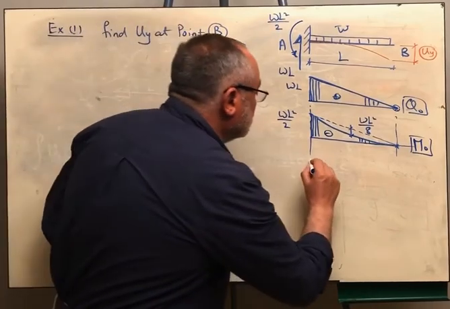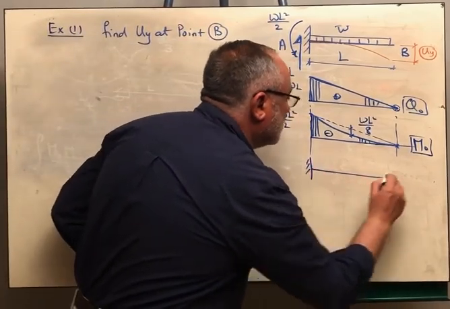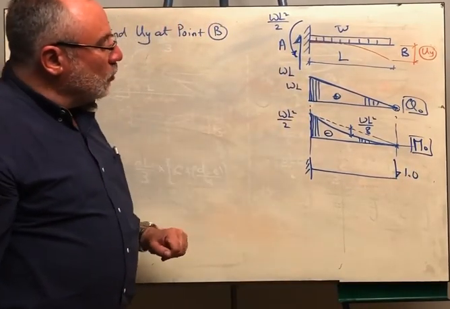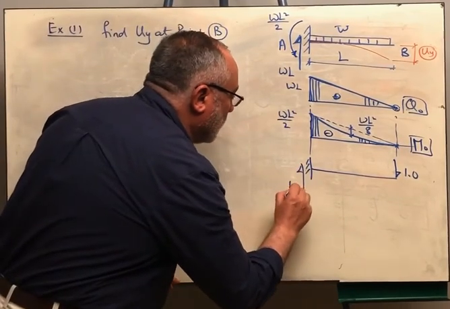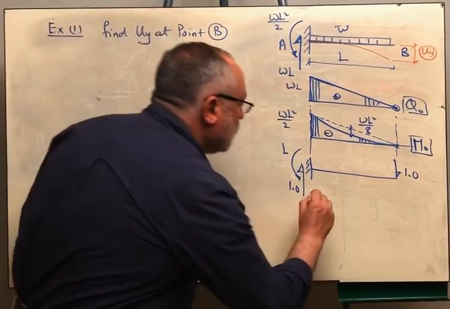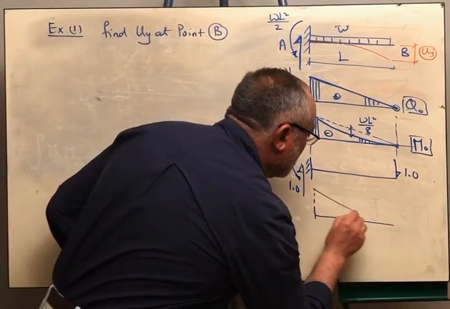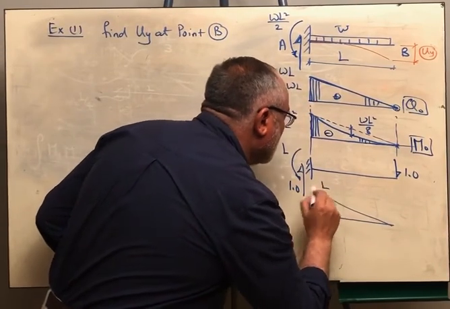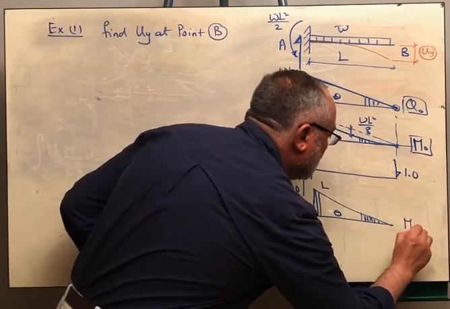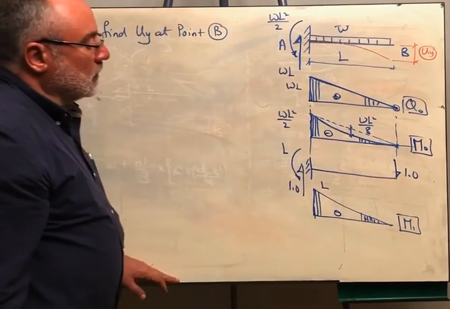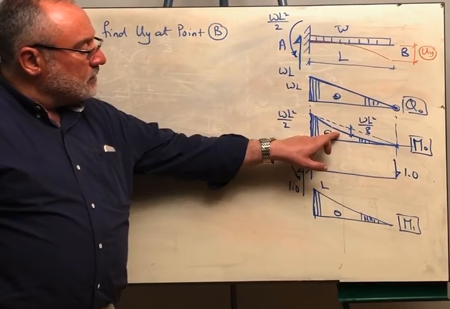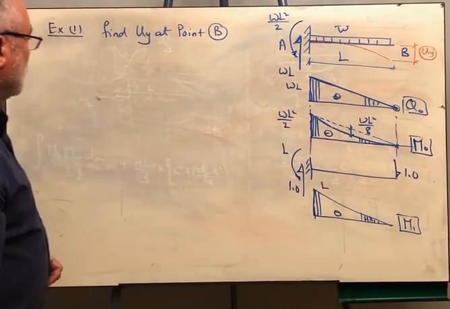So for M1, I will have to apply the unit load at point B, and I will remove all of the other loads. So the reaction here is 1, and the bending moment is 1 times L, which is L. The corresponding bending moment diagram is L, and this is negative like that, and this is the M1 diagram. Since this is of the second degree and this is linear, we have to start by getting the area of that one and the corresponding ordinate from here.